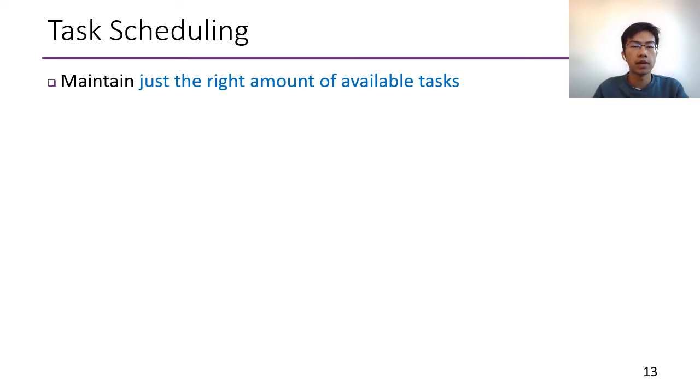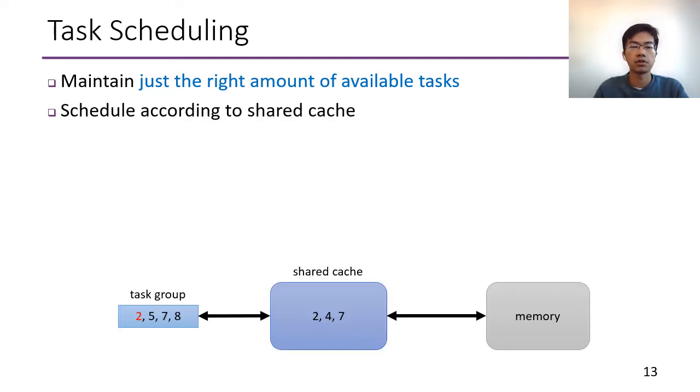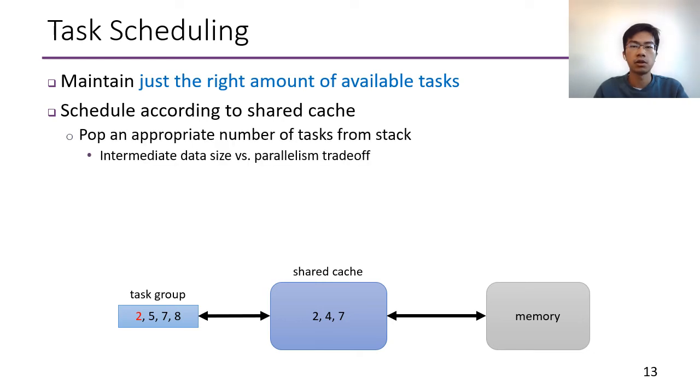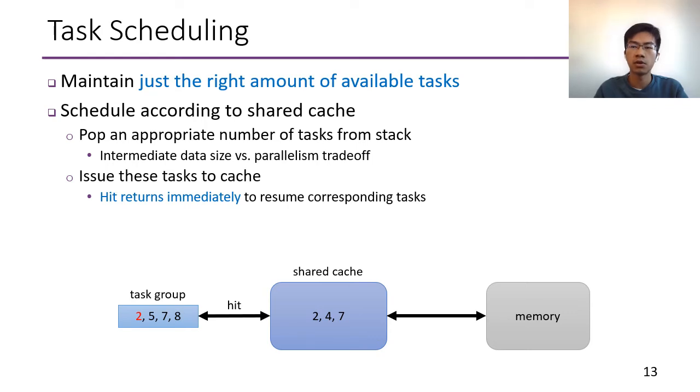To enable branch-level parallelism and hide memory latency, we maintain just the right amount of available tasks. Our scheduling is related to contents in the cache. We gather a small number of tasks spawned from the same parent task as a task group, whose size is also the degree of branch-level parallelism, chosen to fully utilize the hardware while preventing too large intermediate data. The tasks in a group are popped from the stack together. We first execute those tasks whose input neighbor lists are already in the shared cache by simply issuing all tasks to the cache. In the shown example, the task group contains 2, 5, 7, 8. Hits, such as 2 in the example, return immediately to resume the corresponding tasks, while misses, like 5, cause the tasks to wait until fetched from memory.